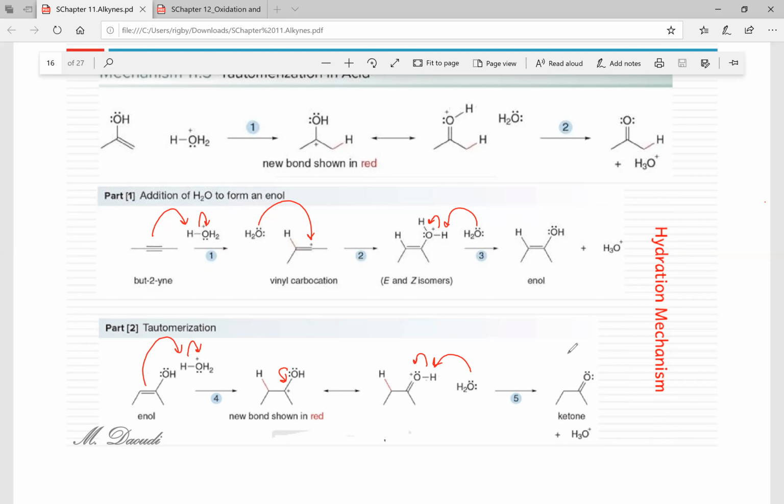And this is very important because if a question is like, what occurs after the hydration of this alkyne using this acid or whatever, the answer would not be the enol, instead it would be the ketone, okay?